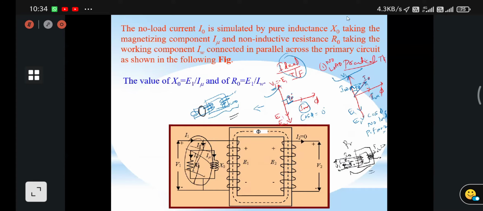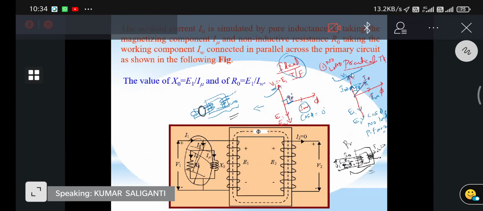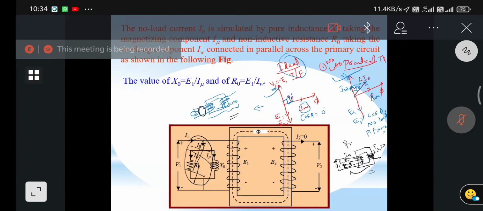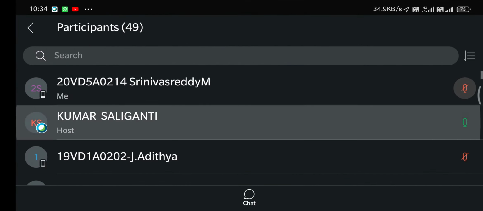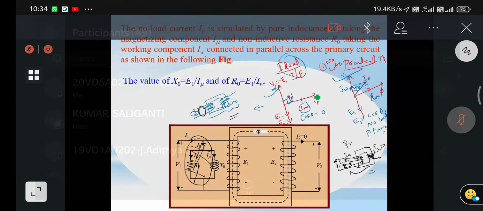Dear students, have you understood or not this concept? My dear students, have you understood or not?